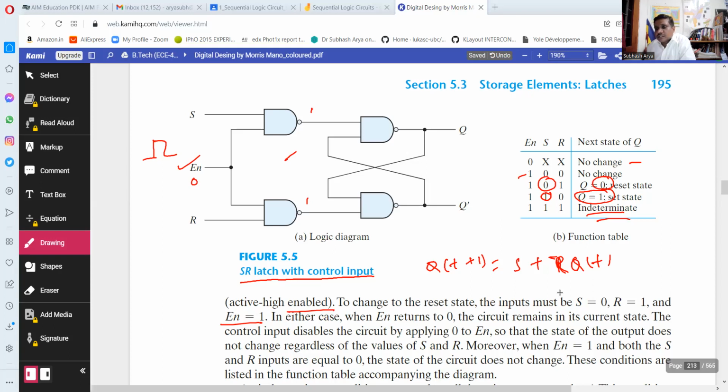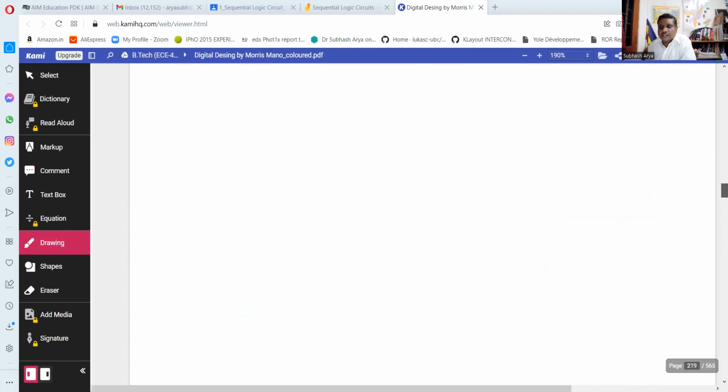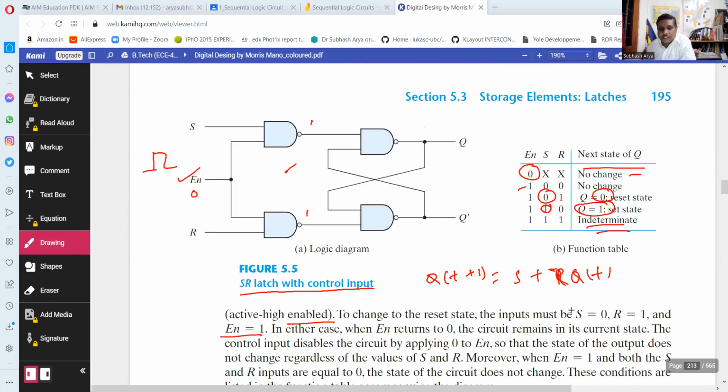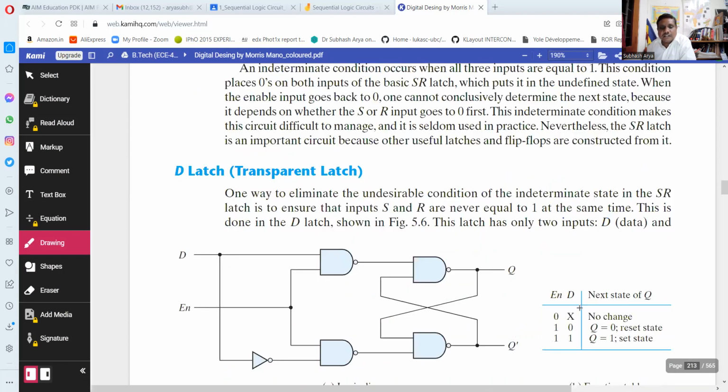In compressed form it is written, and for all these cases En is 1. If En, that enable, is 0, it means the circuit is non-functional. There is no change. Whatever output is there, it will be the same, whatever you change. If you take S and R as 0, 0, 0, 1, 1, 0, 1, 1, there will be no change in the output. Whatever output it has, it will retain. I hope you could understand this SR-Flip-Flop.